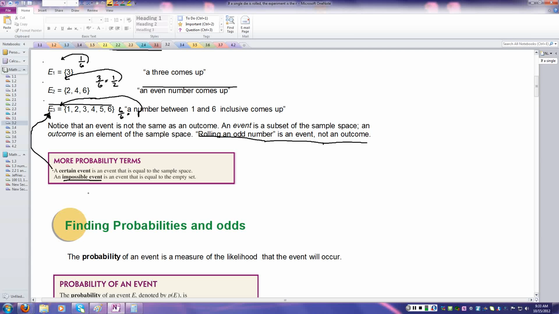So I might say the event of rolling a 17. Well, it's impossible to roll a 17 on a 6-sided dice, so this happens never. So this is the empty set. So you can think of it like that. And that's an impossible event. It's never going to happen. So a certain event has probability 1, and the probability of the impossible event is 0.